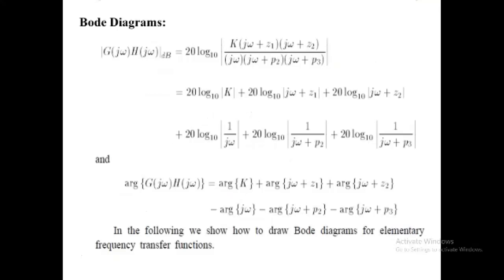Now we are moving towards the Bode diagram, or the equations which basically represent the Bode diagram.